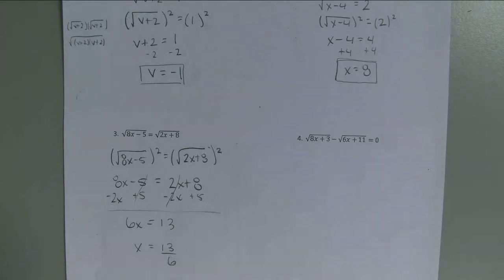If you put this in, I don't even know what it is, but you can put 8 times 13 sixths minus 5, hit enter, and that should be the same thing as 2 times 13 sixths plus 8. Those left will equal the right. So that is our final answer.